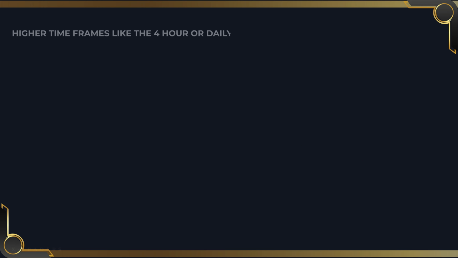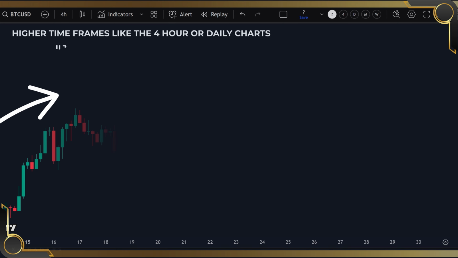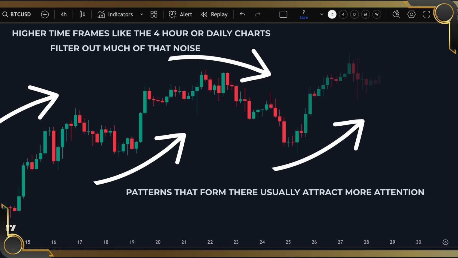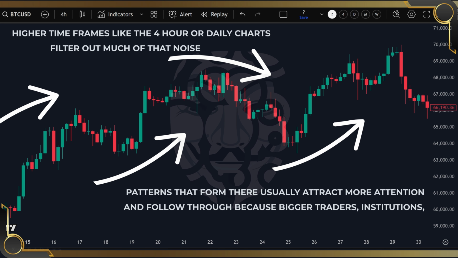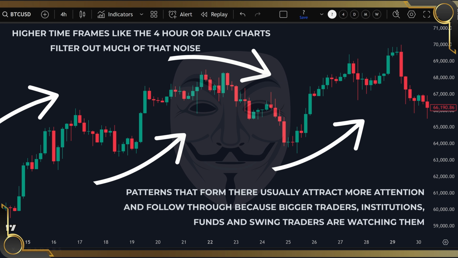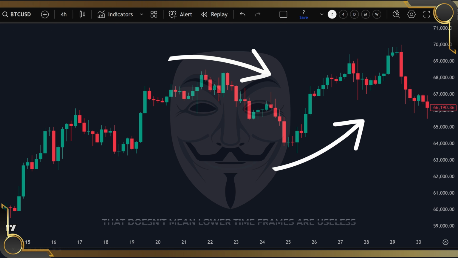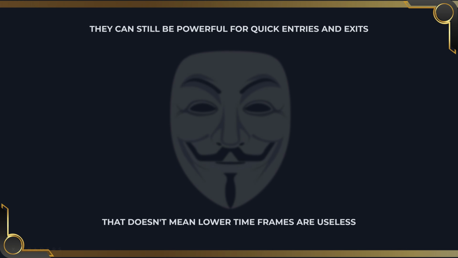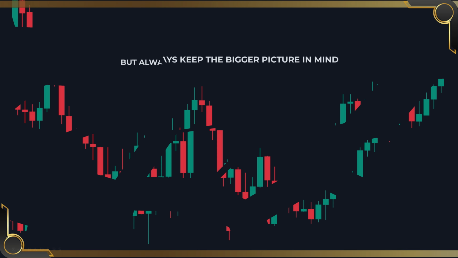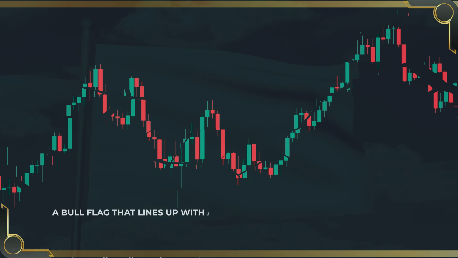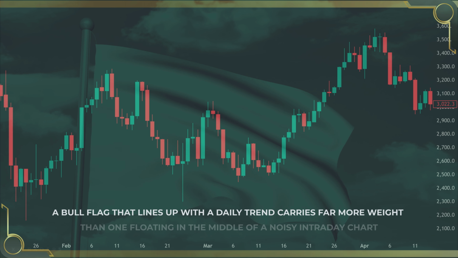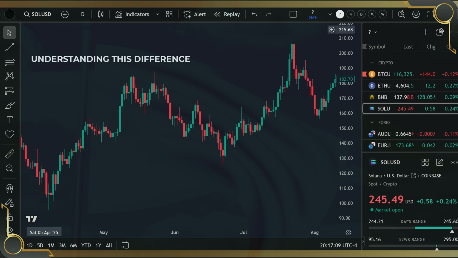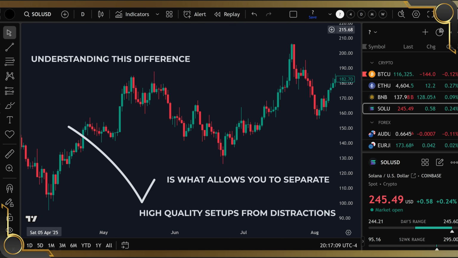Higher time frames, like the 4-hour or daily charts, filter out much of that noise. Patterns that form there usually attract more attention and follow-through because bigger traders, institutions, funds, and swing traders are watching them. That doesn't mean lower time frames are useless. They can still be powerful for quick entries and exits, but always keep the bigger picture in mind. A bull flag that lines up with a daily trend carries far more weight than one floating in the middle of a noisy intraday chart. Understanding this difference is what allows you to separate high-quality setups from distractions.